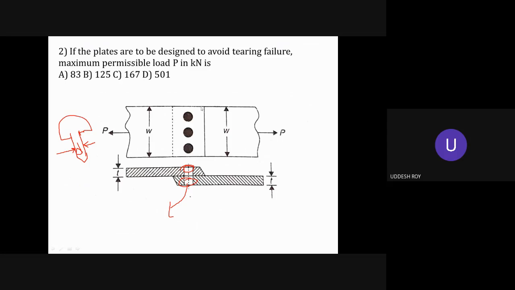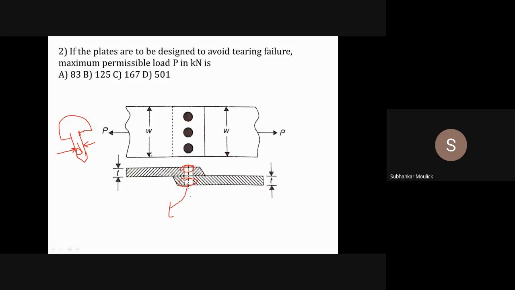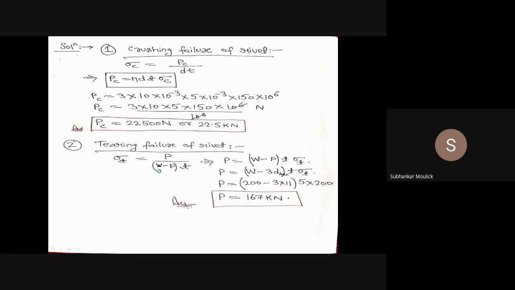Then I have to use the tensile equation for failure. We have seen that sigma T is equal to tensile load P upon the cross sectional area of the rivet. So the cross sectional area will be this width W minus the pitch of the rivet. And this pitch is equal to 3 times of diameter. But 3 times of which diameter? Dia of the rivet or dia of the hole? I think dia of the hole.